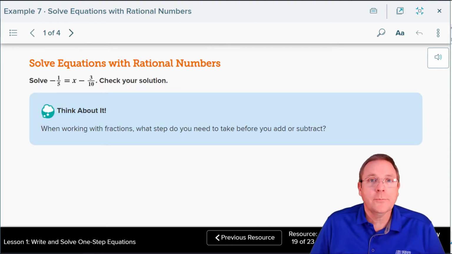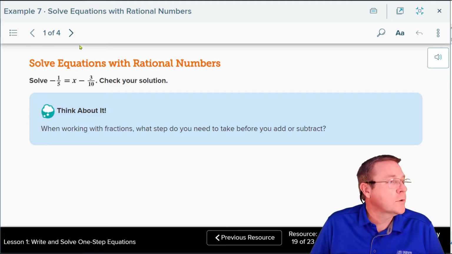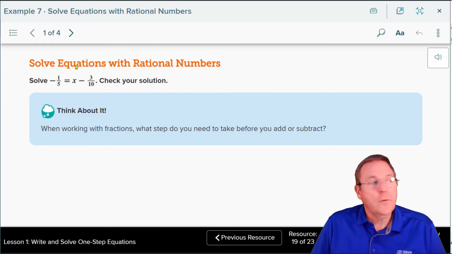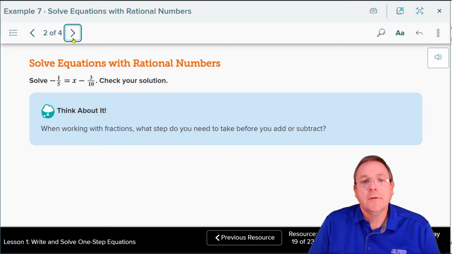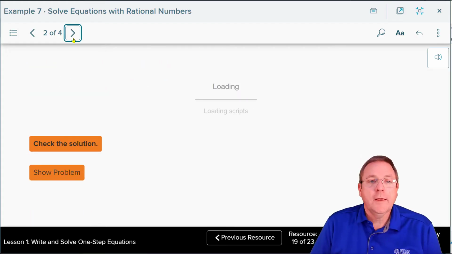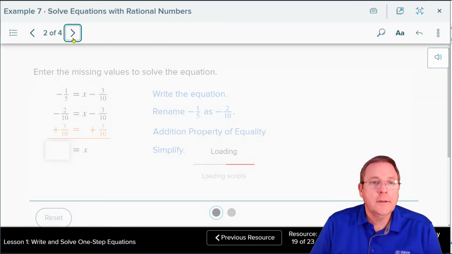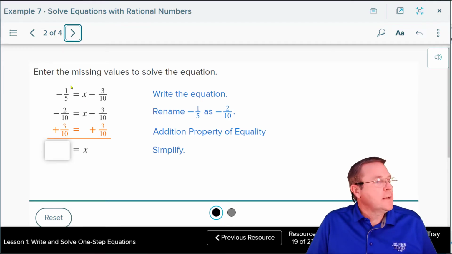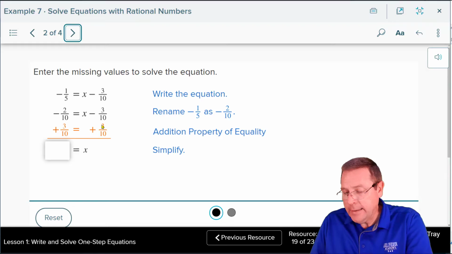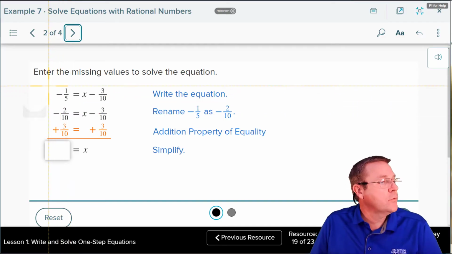Would you look at this problem? I think they're getting ready to hammer you guys on your homework tonight. We have negative 1/5 is equal to x minus 3/10. Final goal of any equation, isolate your variable. Your variable is x, his friend is 3/10, and 3/10 is subtracting from x, so they're going to add it on both sides. But I really don't like how they're doing that.